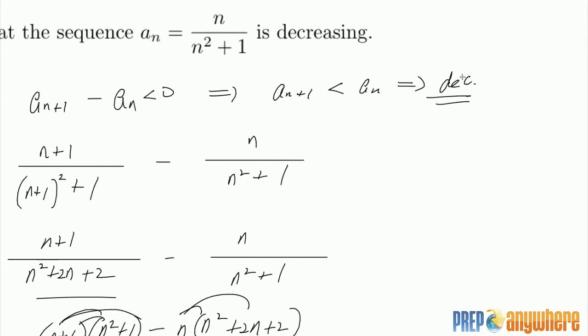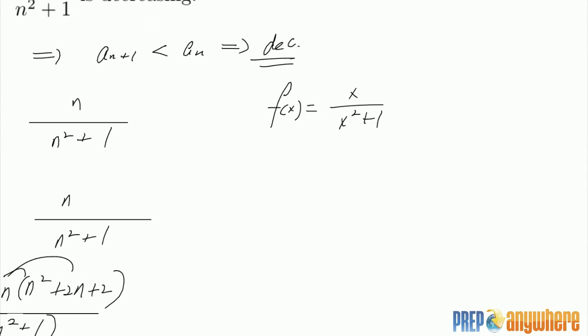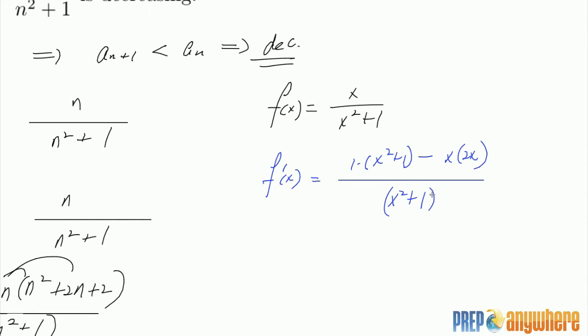Okay, so the second method is, again, treat this as a function and do the derivative. So x over x squared plus 1. Let me differentiate that. So you get 1 times (x squared plus 1) minus x times 2x, all over (x squared plus 1) squared. So you get x squared minus 2x squared plus 1.